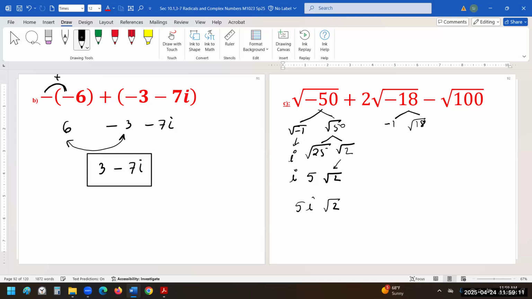In here we have -1 and +18. So it's plus 2 times that. This turns into i, but can you break 18 more? Which two numbers? 9 and 2. And what is the square root of 9? 3. So we get 2 times 3, which is 6i square root of 2.